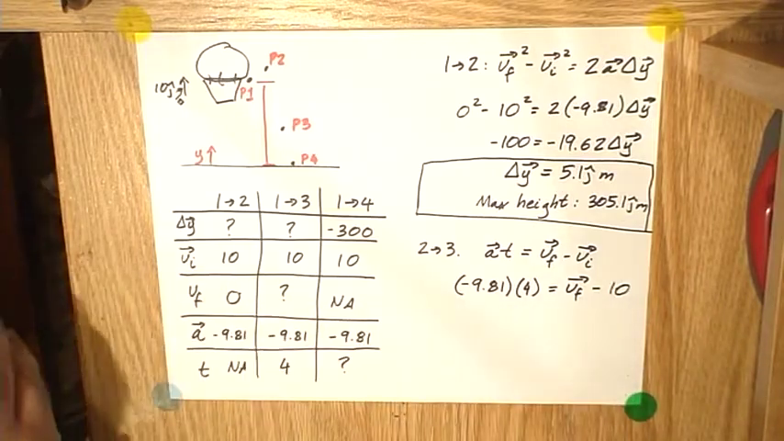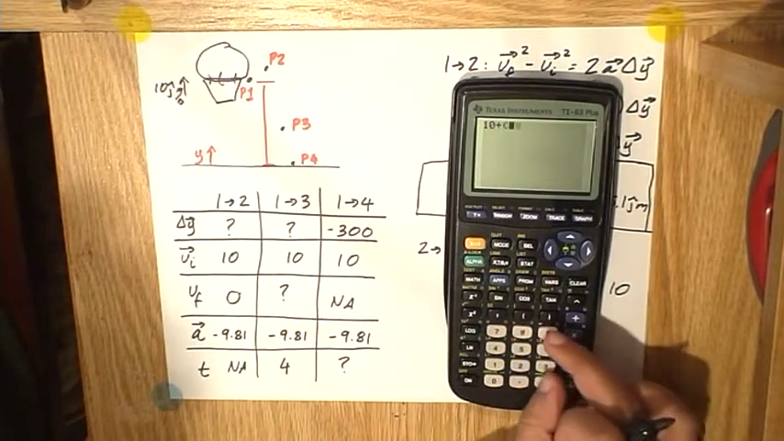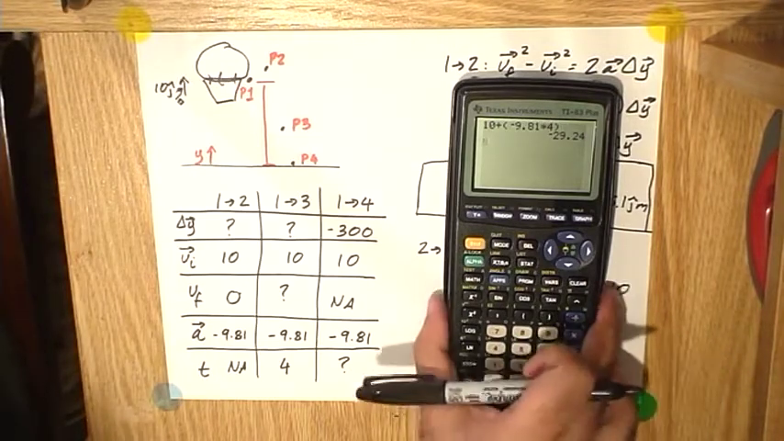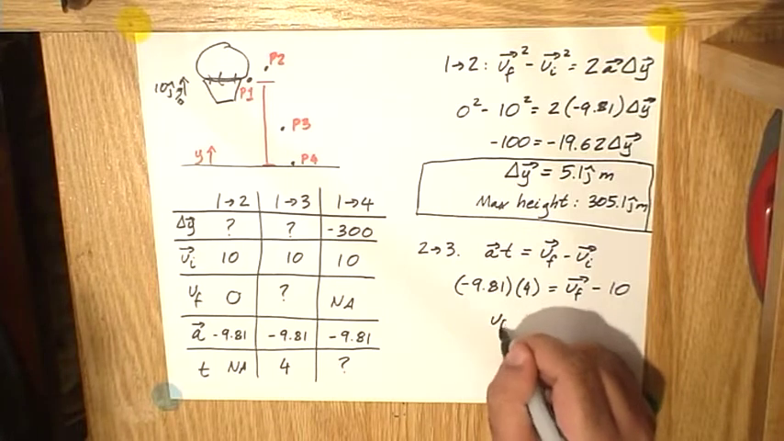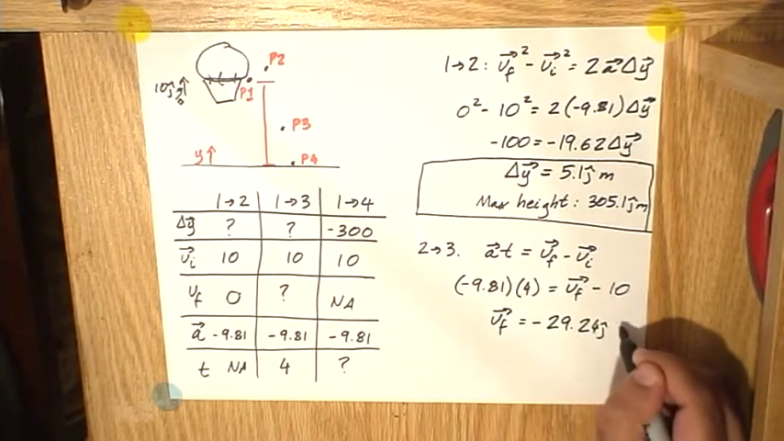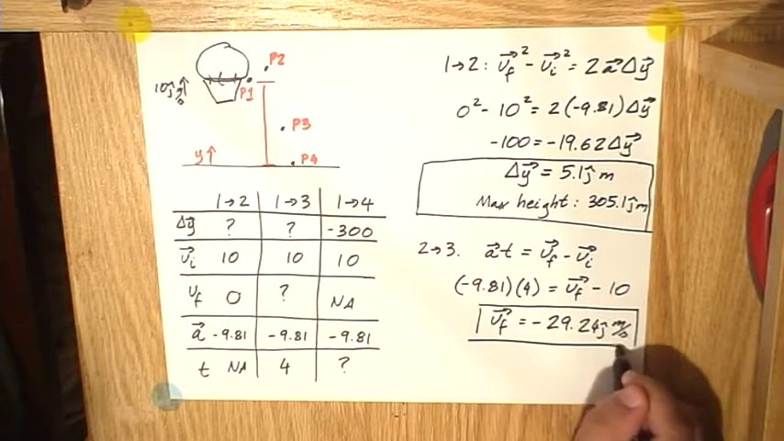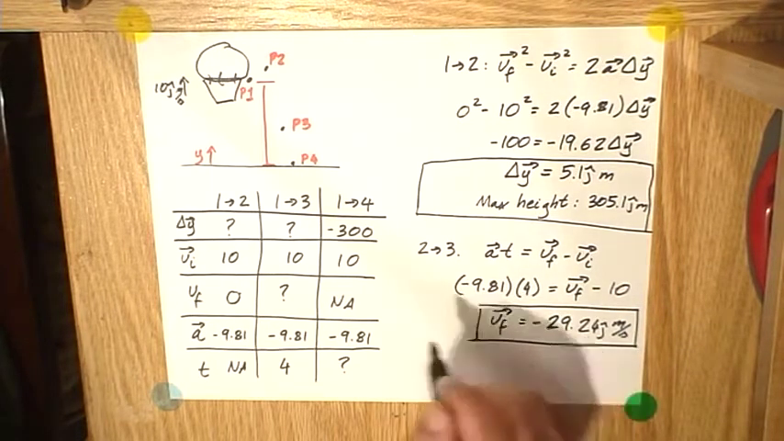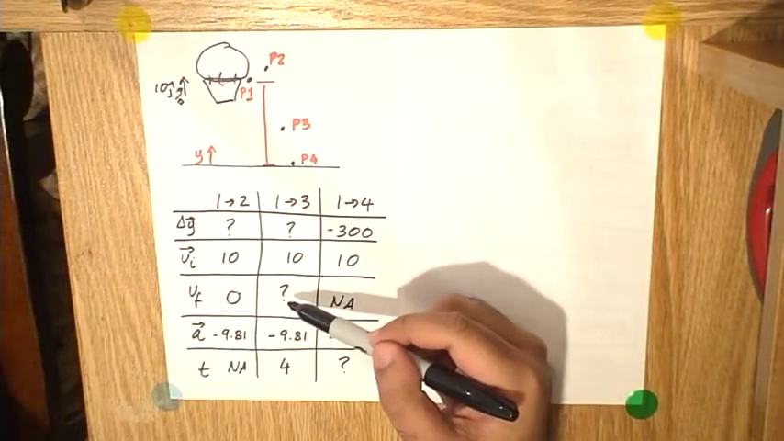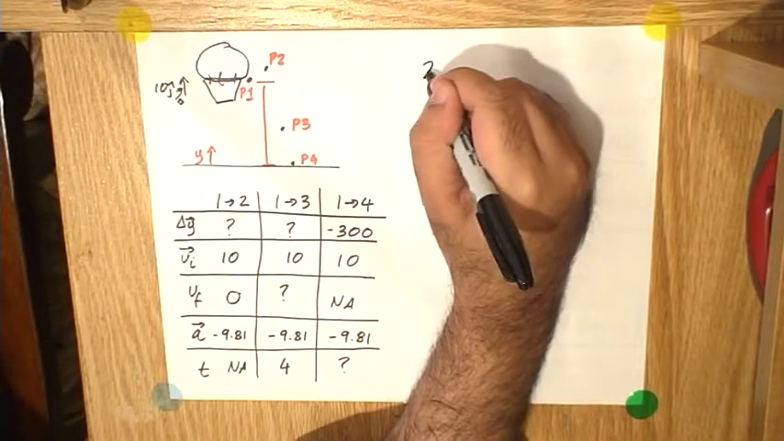So we can solve this as 10 plus negative 9.81 times 4, which is negative 29.24. And this would be in meters per second. Now that we've solved for V final, negative 29.24, we can solve for the displacement from 1 to 3.